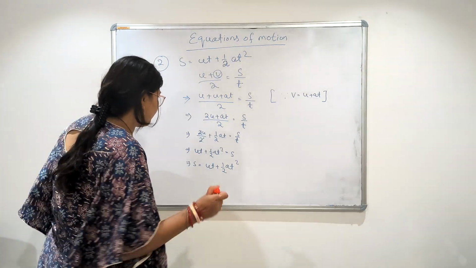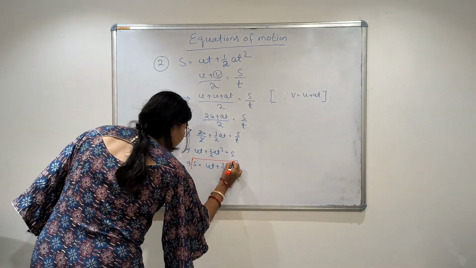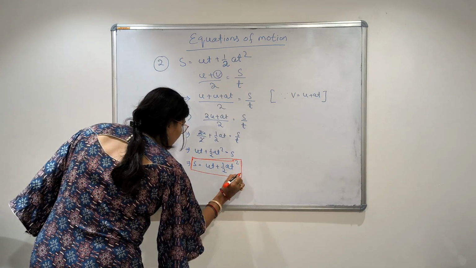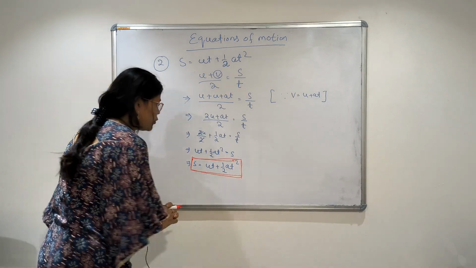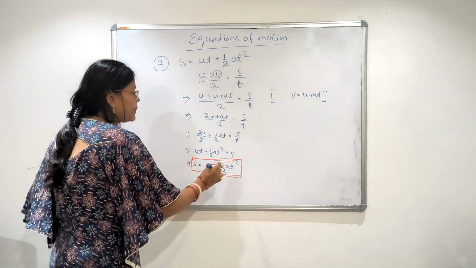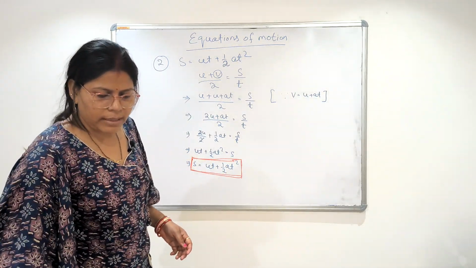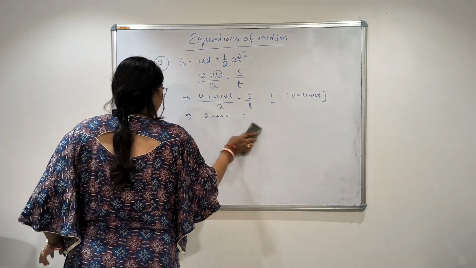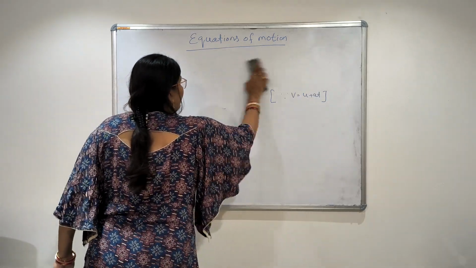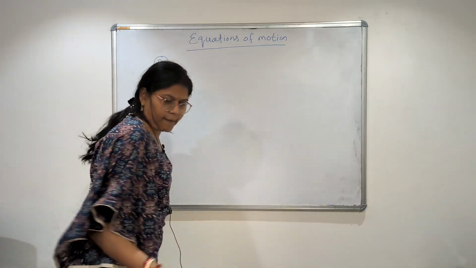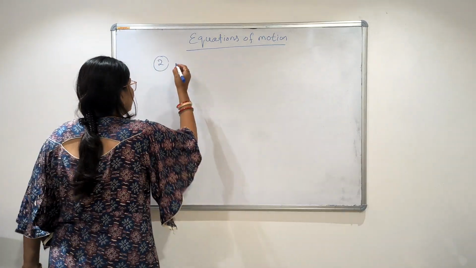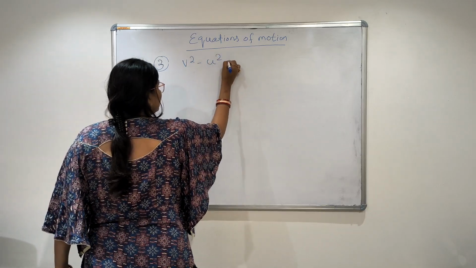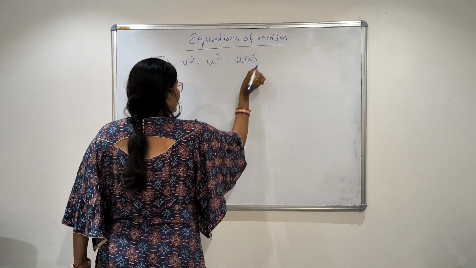Proved or not? Yes. So second equation is also proved. S is equal to ut plus half at square. Then come to third equation. What is the third equation? V square minus u square is equal to 2as.